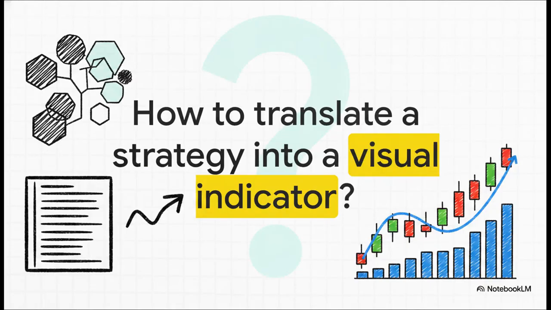So here's the big question. How exactly do you take a mathematically dense, incredibly complex trading strategy and translate it into a dynamic, visual indicator? Because let's face it, traders don't execute trades based on abstract MQL5 code. They need tangible tools. They need lines, histograms, and colored candles. How do we bridge that gap? How do we turn raw logic into the visuals traders rely on every single day?